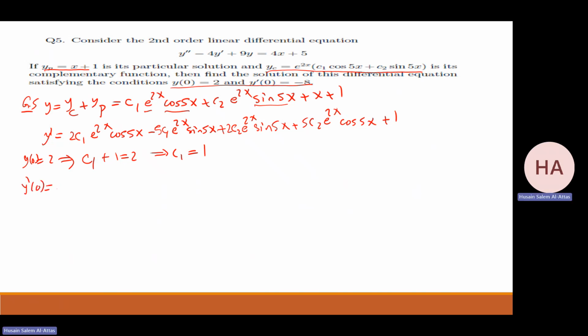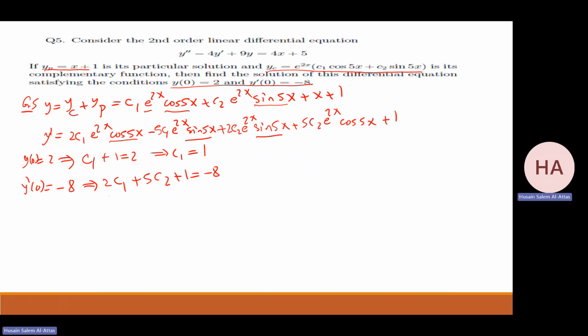Y prime at 0 equals minus 8. So I have what here? The one with cosine, that makes sense to C1. This is sine 0, plus 5C2, plus 1 equals minus 8. So we have 2C2, that will be 2 plus 1, that will be 3. So 5C2 minus 8. Yeah, that will be 3. It came into mind. Okay, no problem. Let me check positive, negative. This is 2, this is positive. This is 1. So everything is okay.